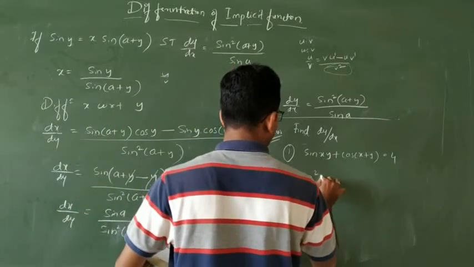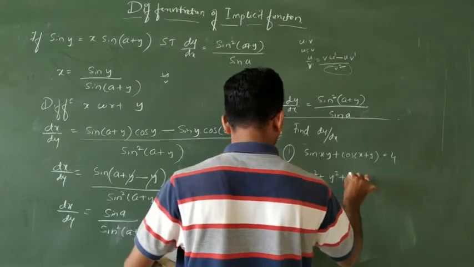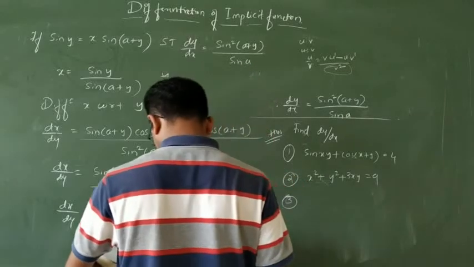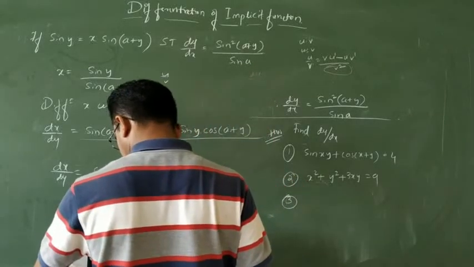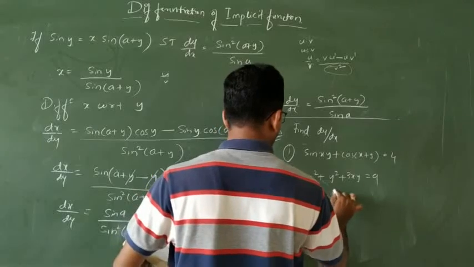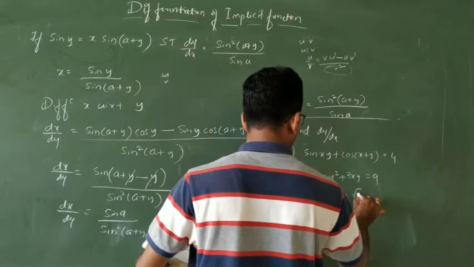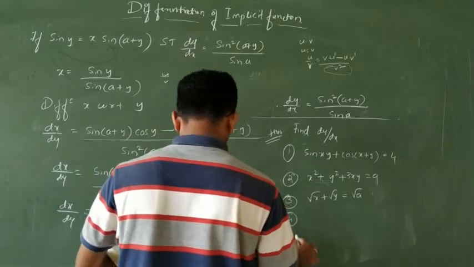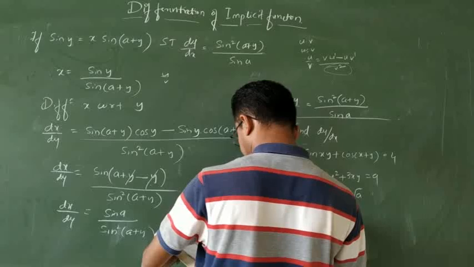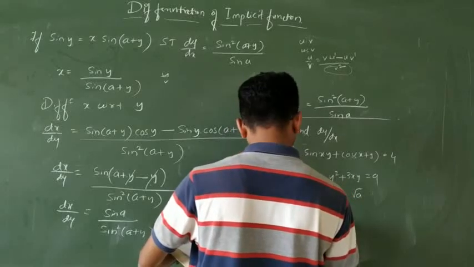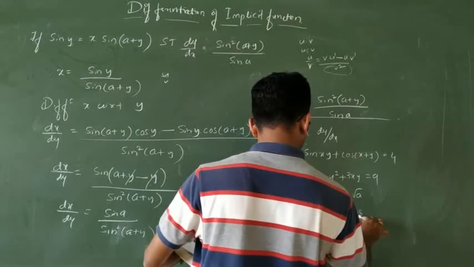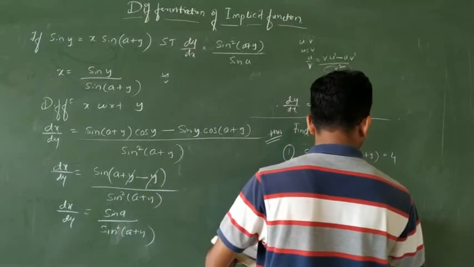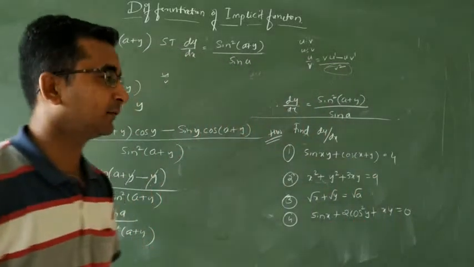Only three examples are given. x square plus y square plus 3xy is equal to 9. Simple example. After that I will solve some examples. That is root x plus root y equal to root a. One of the last ones I will give: sin x plus 2 cos square y plus xy is equal to 0. So these are the simple functions.